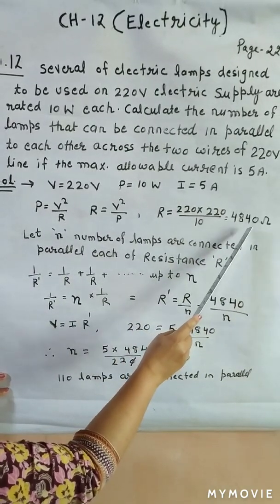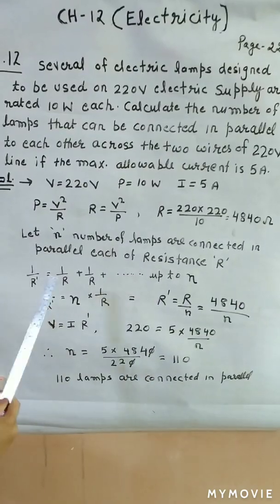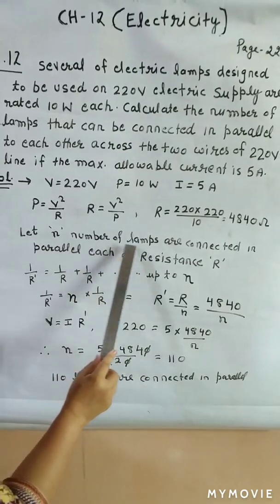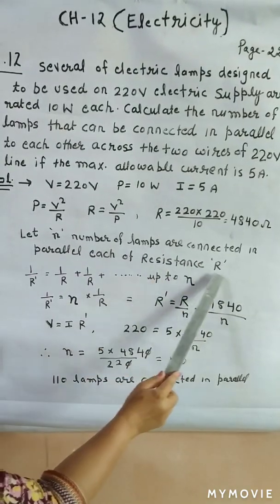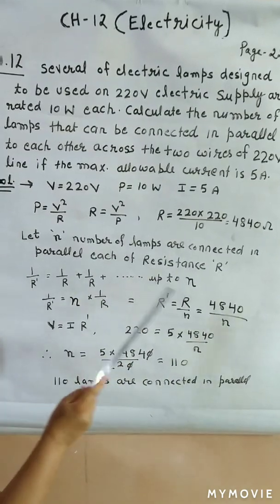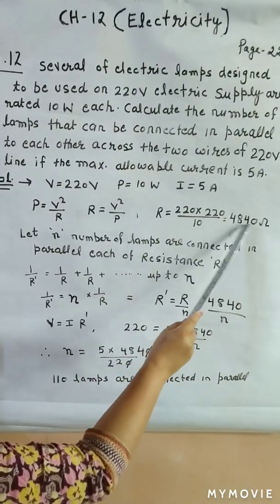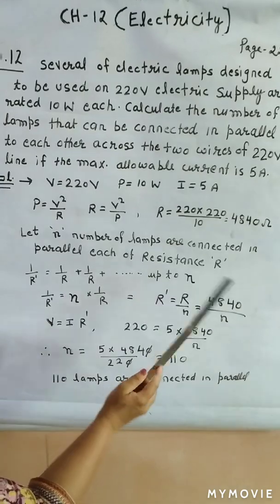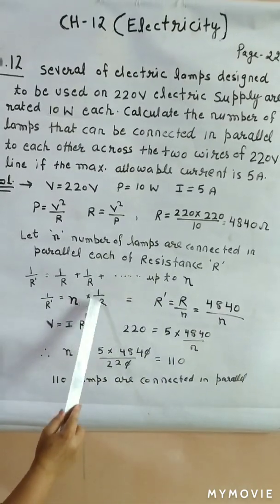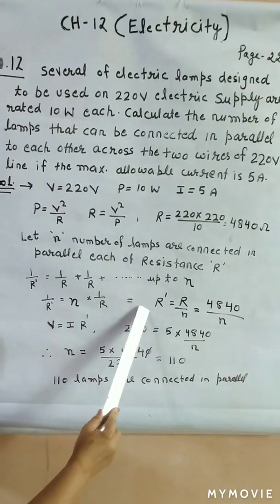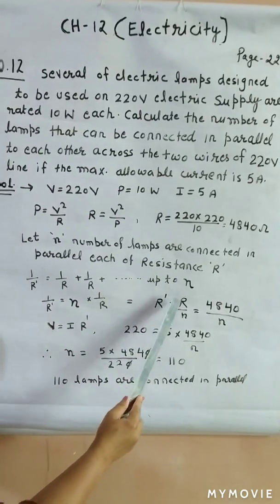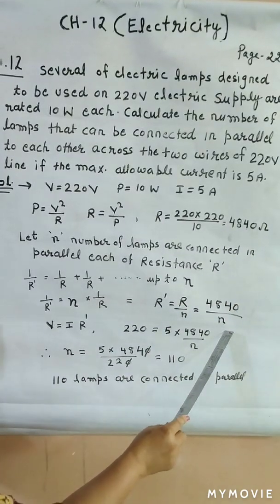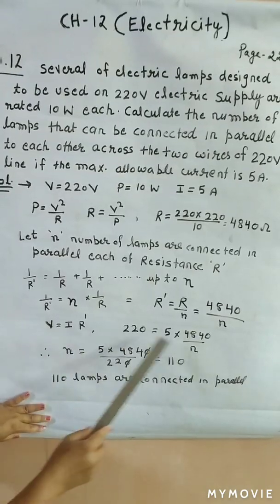Now these bulbs with this resistance are connected in parallel. How many bulbs are connected we don't know, and they are connected in parallel. So let n be the number of lamps connected in parallel, each of resistance R. We have to calculate that. Here the R value is given, we have calculated 4840 ohm. So 1 upon R dash is 1 upon R up to n terms, so 1 by R dash is n into 1 by R. So from here we get R dash, that is the resistance in parallel, is equal to R by n. What is the R value we have just calculated? 4840 by n.